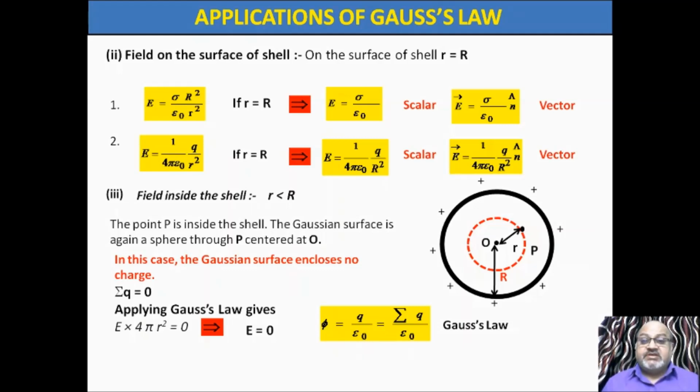Electrostatic shielding takes place here. And this is advised that during thunderstorm and lightning, sit inside the car, sit inside the bus. Why? This is the reason. Due to electrostatic shielding, person inside the car or bus is safe, because all the charge will be outside, over the surface, not inside the surface.